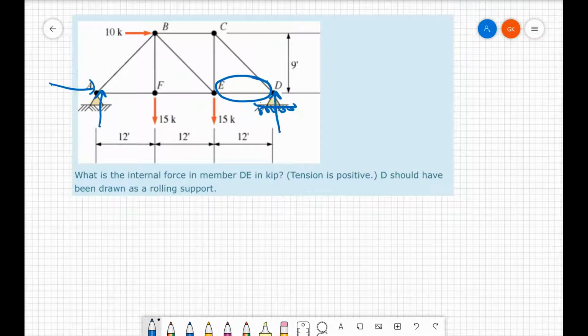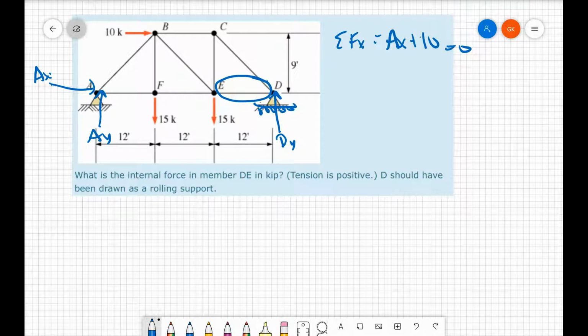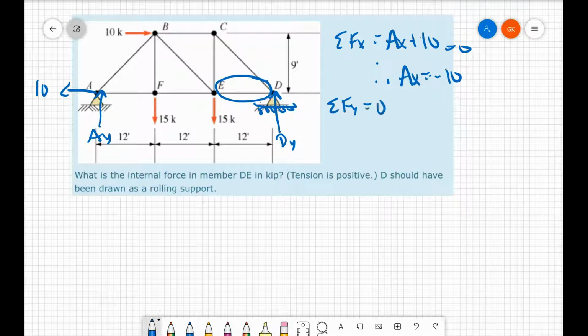Okay. And I need to solve for these. So I'm going to say this is AY, this is AX, this one right here, this is DY. Okay, so I have some of the forces, the X I can use, and so that would be equal to, let's see, we have AX plus 10 equals 0. Therefore, AX equals negative 10. Okay, so I actually drew this arrow in the wrong direction then. That's okay. 10.